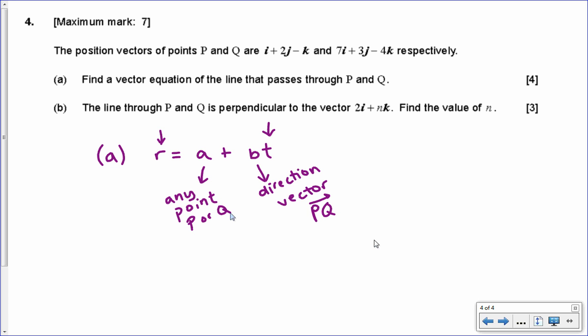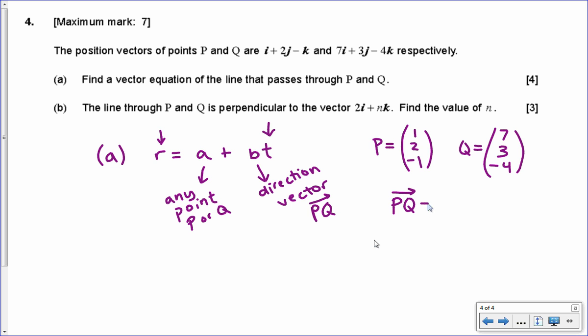So in order to figure out the direction vector PQ, you might want to write P as 3 components, 1, 2, negative 1. You might want to write Q as 3 components, 7, 3, negative 4. And then to figure out vector PQ, we'll subtract Q minus P. So 7 minus 1, 3 minus 2, negative 4 minus negative 1. And you could have done this in the other order as well. There are many correct answers to this question. So 6, 1, negative 3 is one of the options.